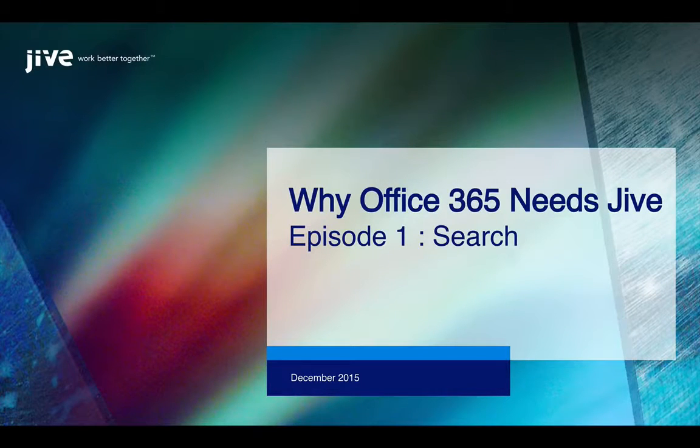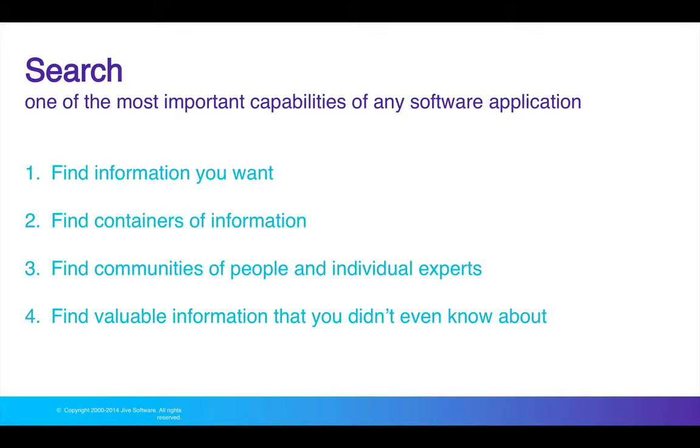Hi there, and welcome to this video explaining how Jive improves the native search found inside Office 365. Now, as we know, search is one of the most important features of any software solution. You need search to find information that you need, such as documents, interactions, answers, questions, articles, and so on. You need search to find places that contain the information that you need.